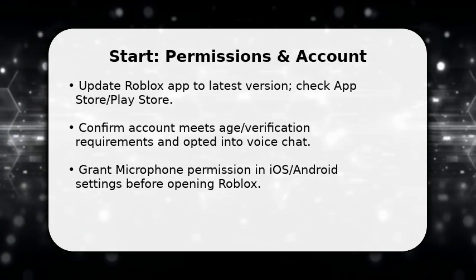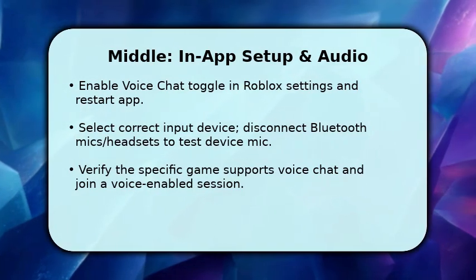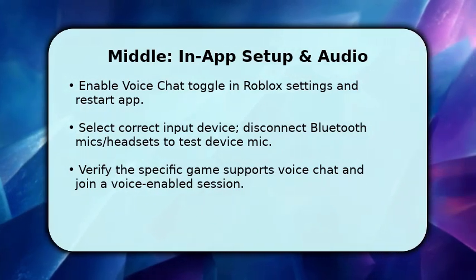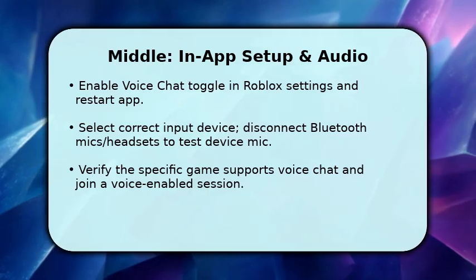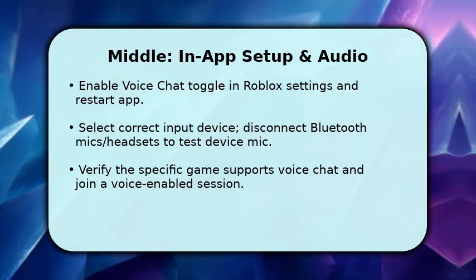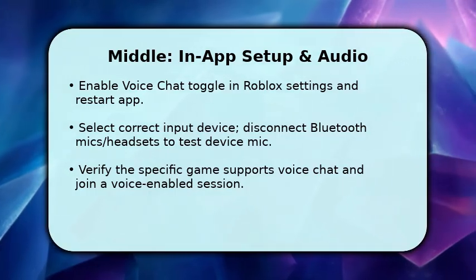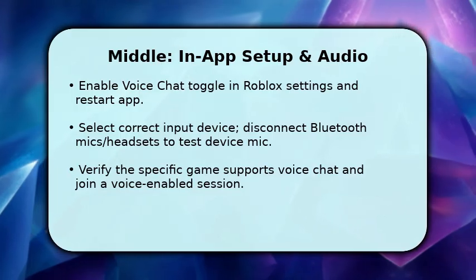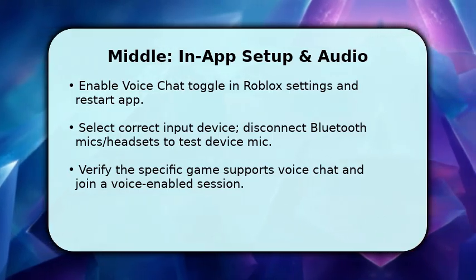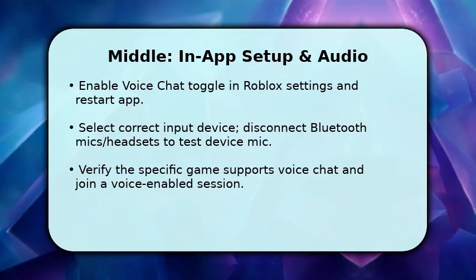Now focus on the detailed execution. Turn on the voice chat toggle inside Roblox settings and then restart the app to apply changes. In the app or device audio settings, confirm the active input is the phone mic and temporarily disconnect Bluetooth headsets to isolate issues. Make sure the game you join actually supports voice.